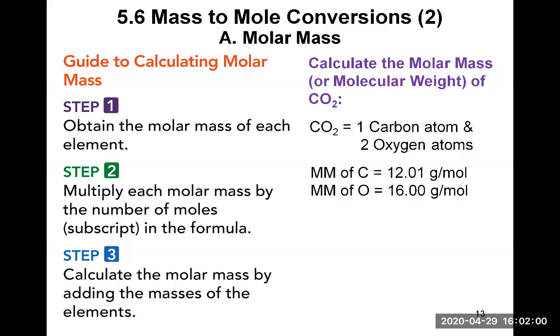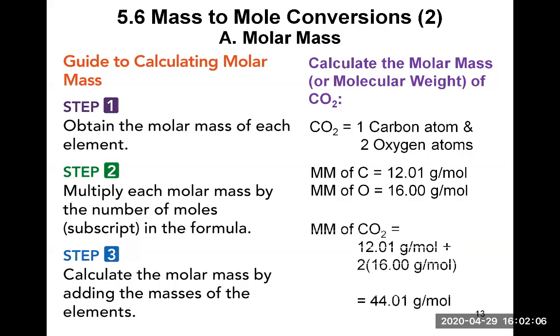So we will multiply the molar mass of oxygen by 2, because we have 2 oxygens per formula. And we will add that to the molar mass of carbon. And when you take the sum of all of this, it's 44.01 gram per mole of CO2.